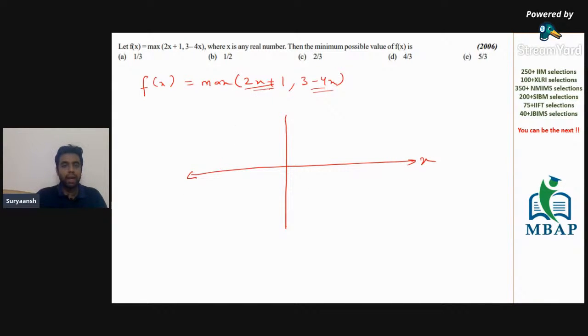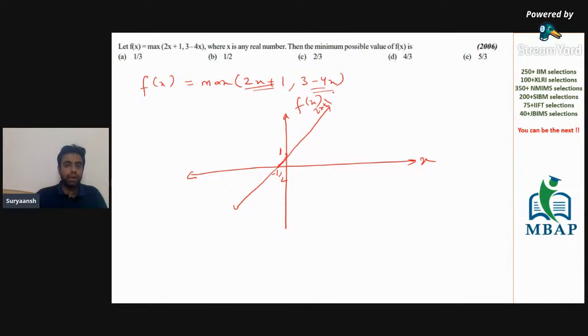Now what's given here is max of 2x plus 1. That means if this is f of x. All right. So for x equal to 0, f of x would be equal to 1. And for x equal to minus half, f of x would be 0. So this would be minus half. So this would be the line of 2x plus 1. This is the line. Okay.